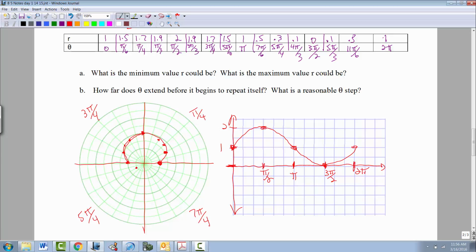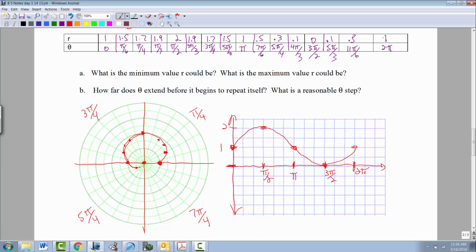Now, you know what happens if you keep going? Well, what happens when you keep going on this chart? What do these values do after 2 pi? They repeat. Guess what happens when you do this graph? It repeats and covers itself. So there's your picture. You just accomplished a polar graph.